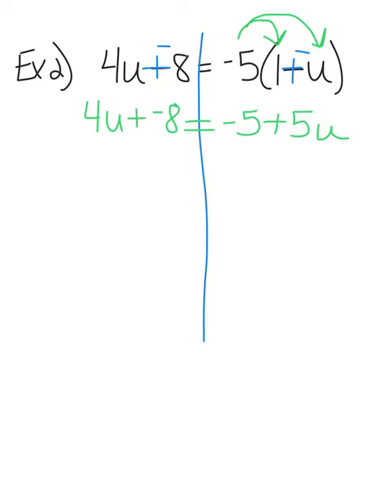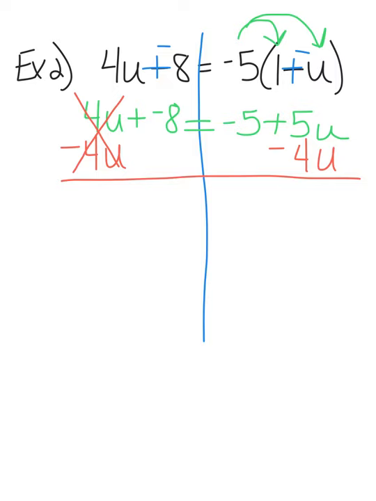I'm going to move my 4U on this one. I'll give you a hint. I always like to move my smaller number, or I always like to move my negatives. So 4 is smaller than the 5U, so I'm going to move my 4U. It's a +4U. The opposite is subtract. You are moving the entire term. You are moving the 4 and the U, which is why we do the opposite of a positive, which is a negative.